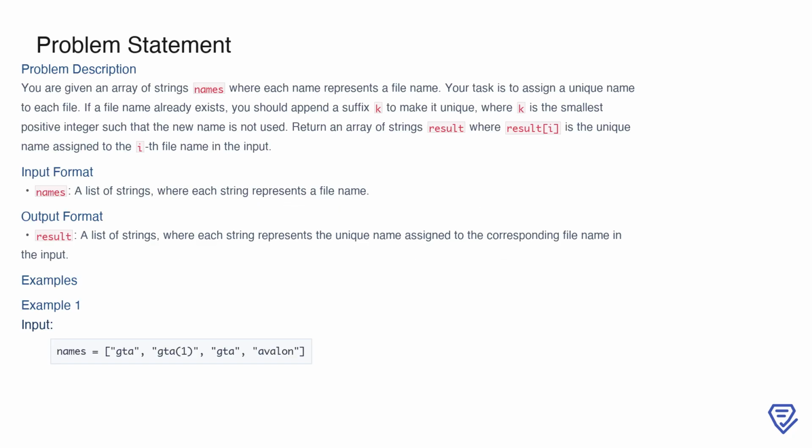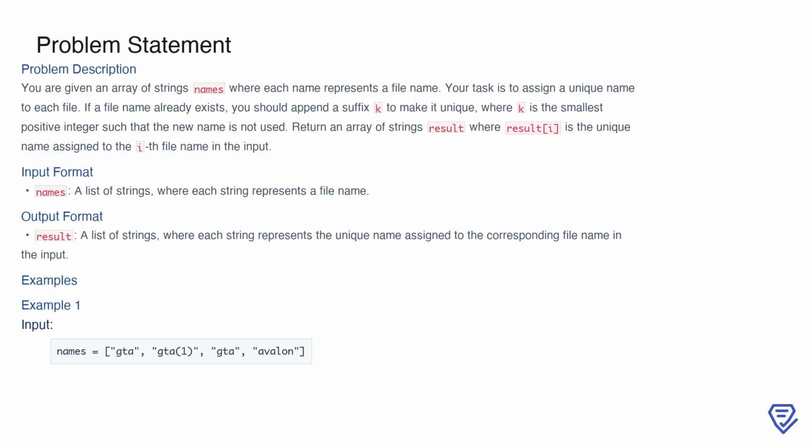In this problem, you are given an array of strings called names, where each string represents a file name. The challenge is to ensure that every file name in the array is unique. If a file name already exists, you need to modify it by appending the smallest suffix k in the form of (k), so that the resulting name becomes unique. Once all the names have been processed, you should return an array called result, where each element corresponds to the unique name assigned to the respective file in the original array.